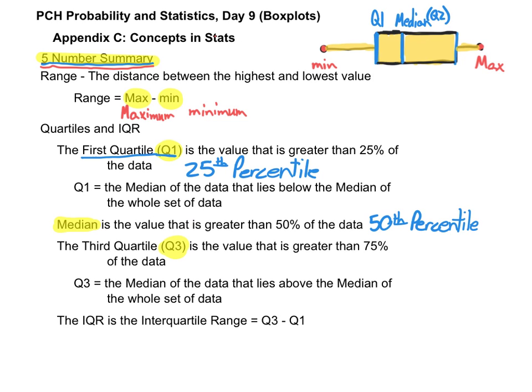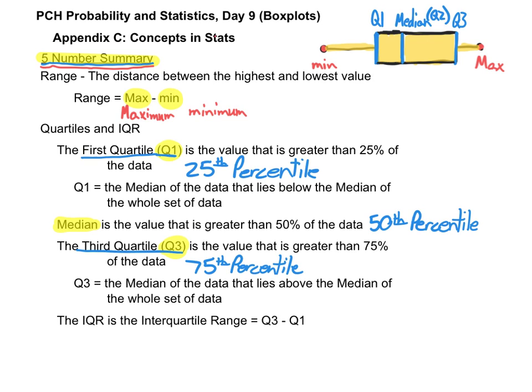And then finally, we have this other end of the box right here. That is our 75th percentile, and that's known as our third quartile. Think of it as 3/4. It's the value that's greater than 3/4 of our data. Okay?